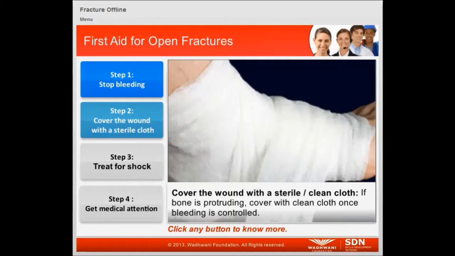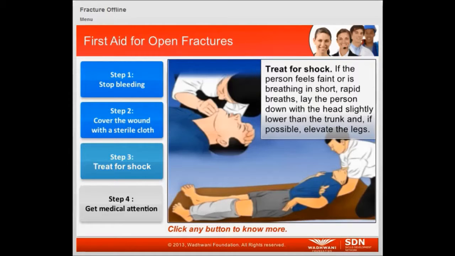Step 2. Cover the wound with a sterile cloth. If the bone is protruding, cover with clean cloth once the bleeding is controlled. Step 3. Treat for shock if you see symptoms of shock. If the person feels faint or is breathing in short, rapid breaths, lay the person down with the head slightly lower than the trunk and, if possible, elevate the legs.